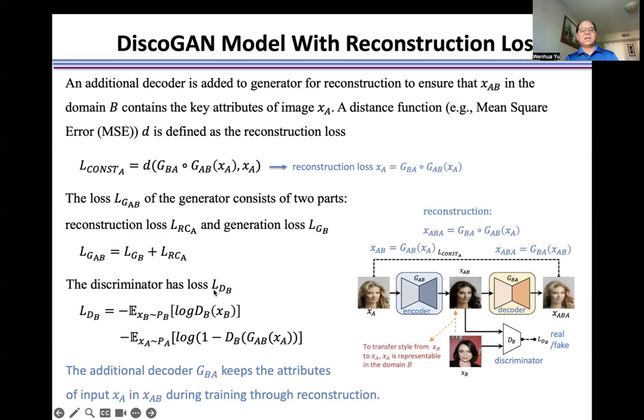The discriminator has a loss error LDB, which includes two parts: one for the real data, and one for the generated data. This additional decoder GBA keeps the attributes of the input XA in XAB during training through reconstruction.